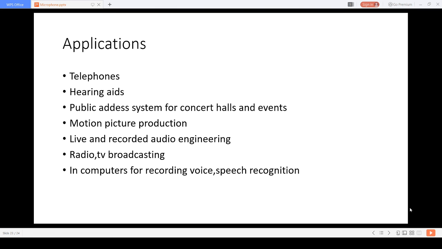Applications: there are many applications like telephones, hearing aids, public address systems for concert halls and events, motion picture production, live and recorded audio engineering, radio, TV broadcasting, and in computers for recording voice, speech and speech recognition.